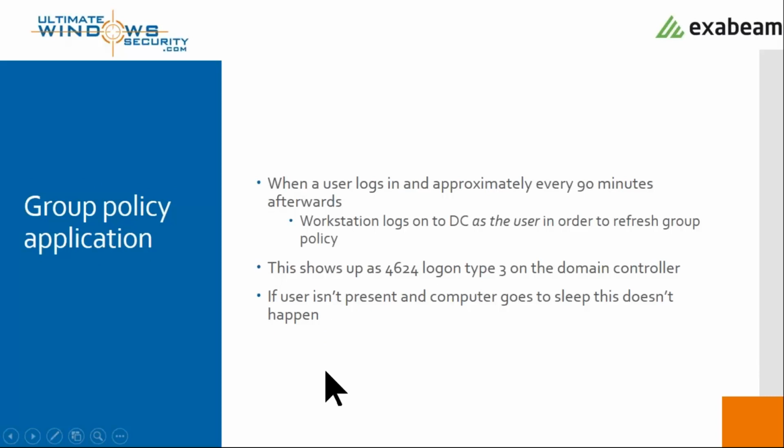Now here's one other type of activity that you get on domain controllers. Whenever a user logs in, and then approximately every 90 minutes afterwards, that workstation goes out to the domain controller, logs onto the domain controller with a network type 3 logon session to refresh group policy for that user. And so this shows up on the domain controller as a 4624 logon type 3. It's just there because it's refreshing group policy. But the cool thing is it tells us that the user's still there. If the user isn't at their workstation, the workstation goes to sleep, then that doesn't happen.